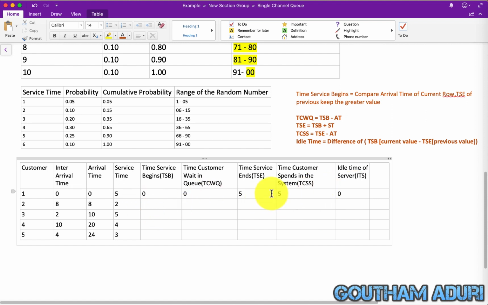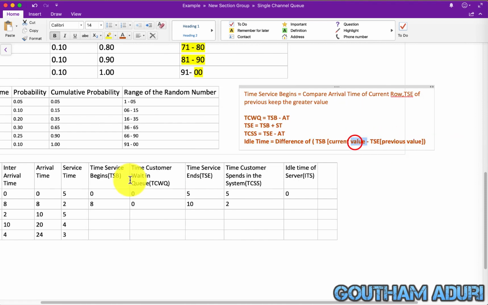Time service begins: compare the time service ends 5 and the arrival time 8. So 8 is bigger, so it's 8. Time customer waits in the queue is time service begins minus arrival time, it's 0. Time service ends is service time plus time service begins, it's 10. Time customer spends in the system is time service ends minus arrival time, it's 2. And the idle time of the server is the time service begins of the current row, which is 8, minus time service ends 5. 8 minus 5 is 3.